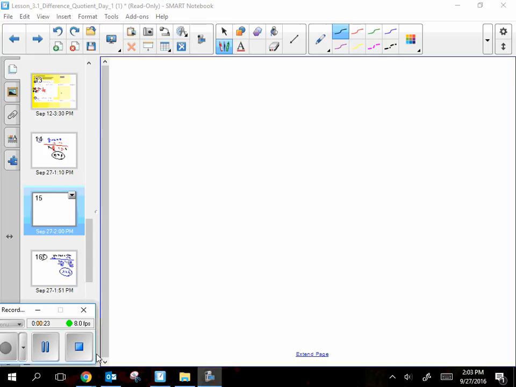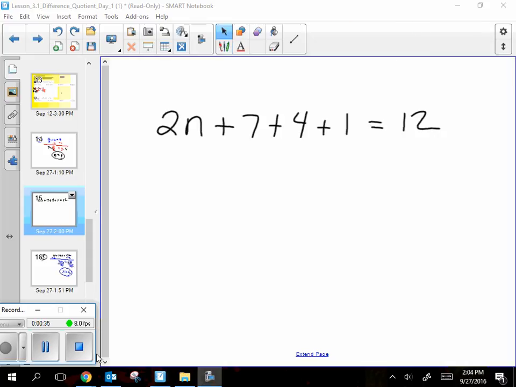Let's say that I had 2n plus 7 plus 4 plus 1 equals 12. Why does it have multi-steps? Because you got to put a whole bunch of things together to make it into a normal equation first, and then you'll have two steps after that.